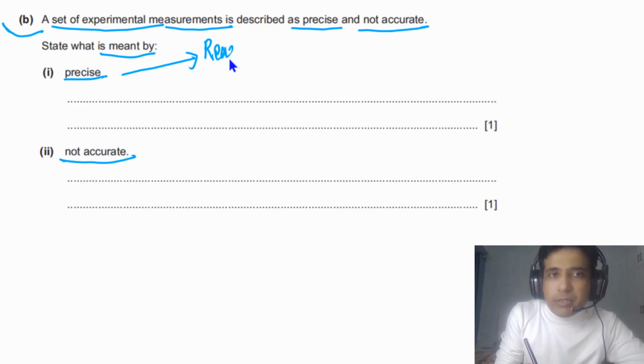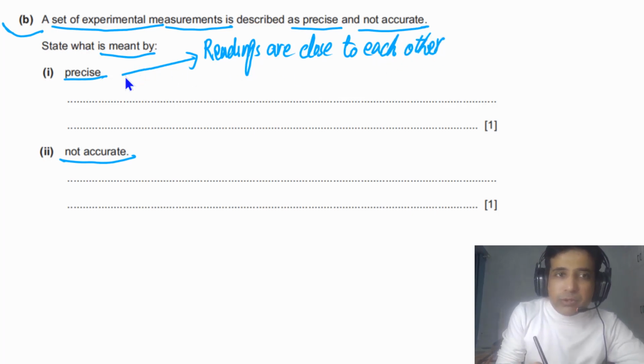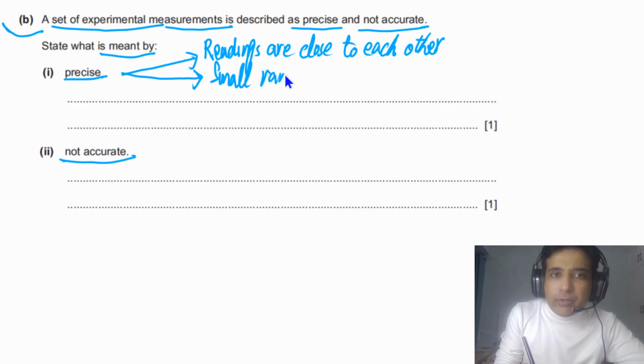So in simple language, we can say precise means that readings are close to each other. This is the meaning of precise. Or you can also say, in this case, readings have a small range. If the range of the readings is small, it means readings are precise.